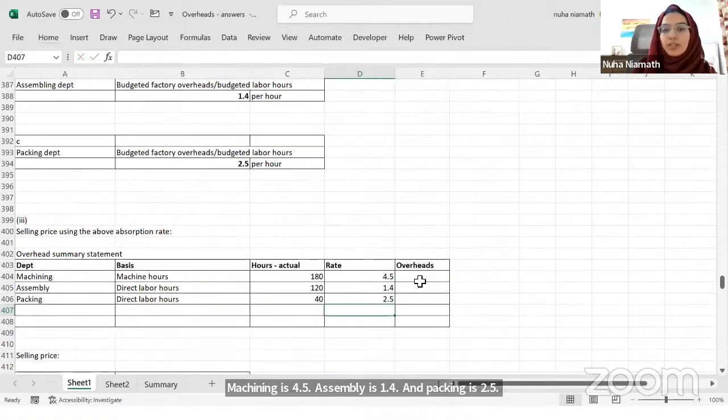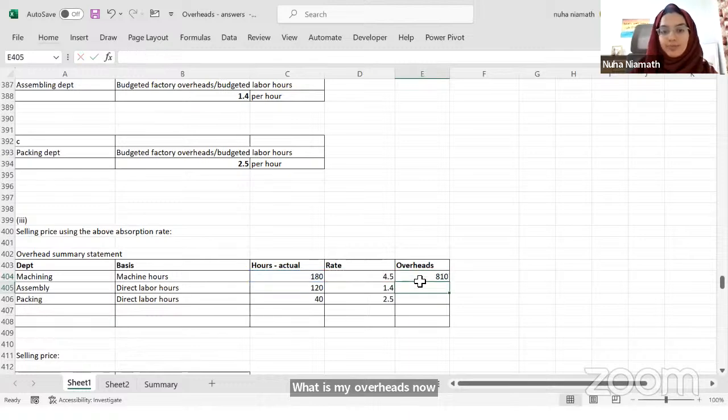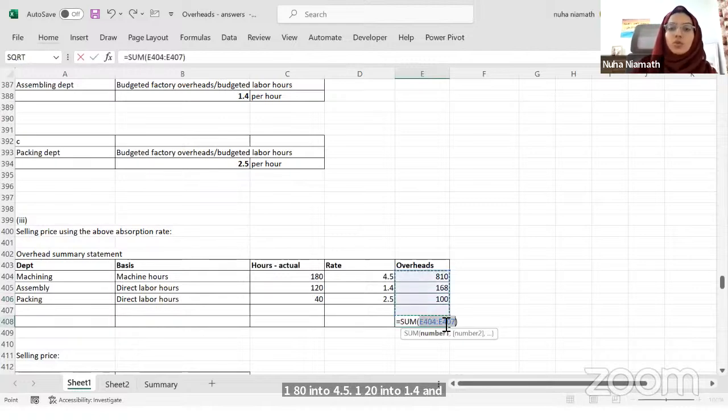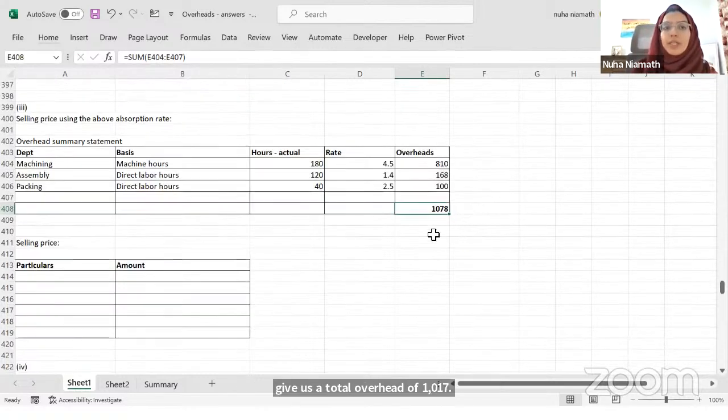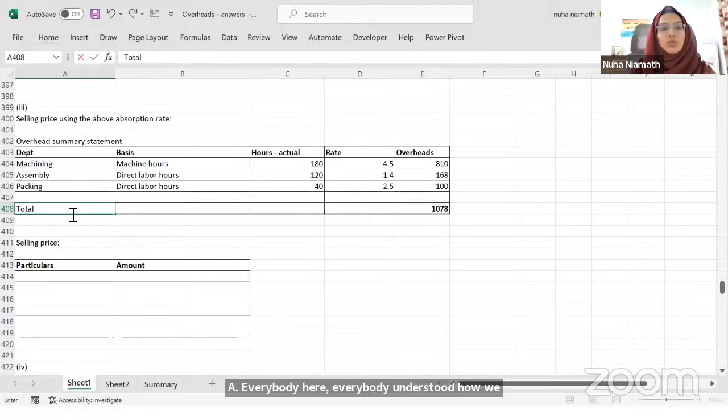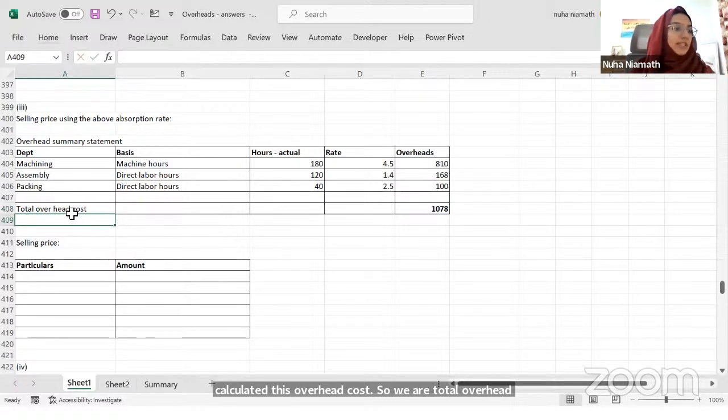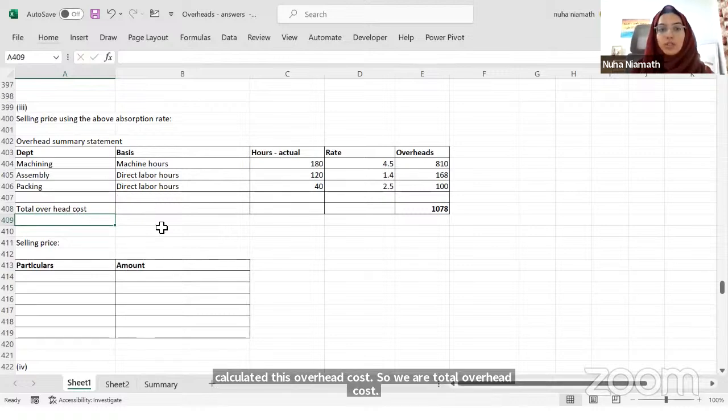So what is my overheads now? 180 into 4.5, 120 into 1.4, and 40 into 2.5. So that will give us a total overhead of 1,078 rupees. Everybody clear? Everybody understood till here how we calculated this overhead cost? It should be our total overhead cost based on the revised calculation. All clear, everybody?